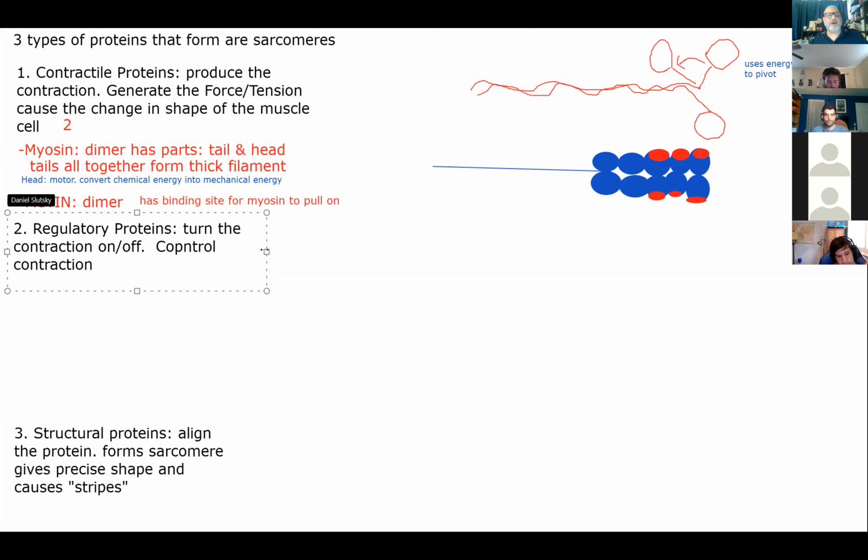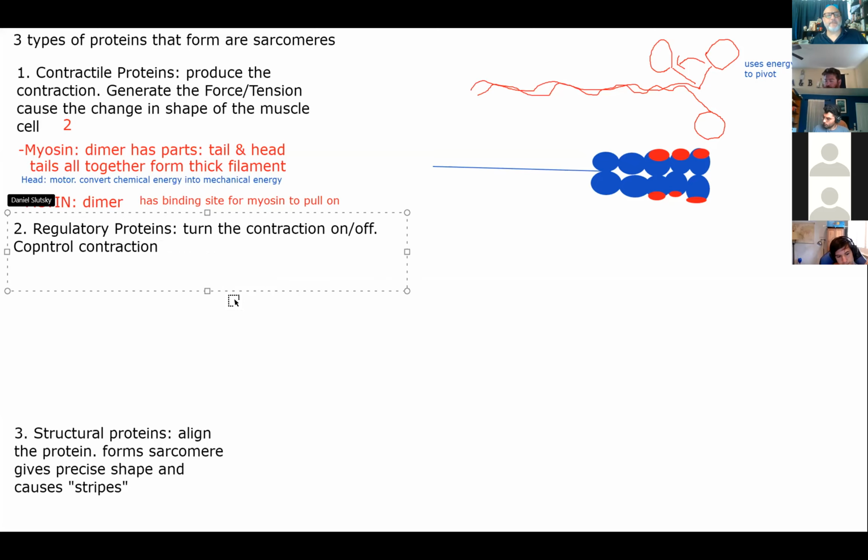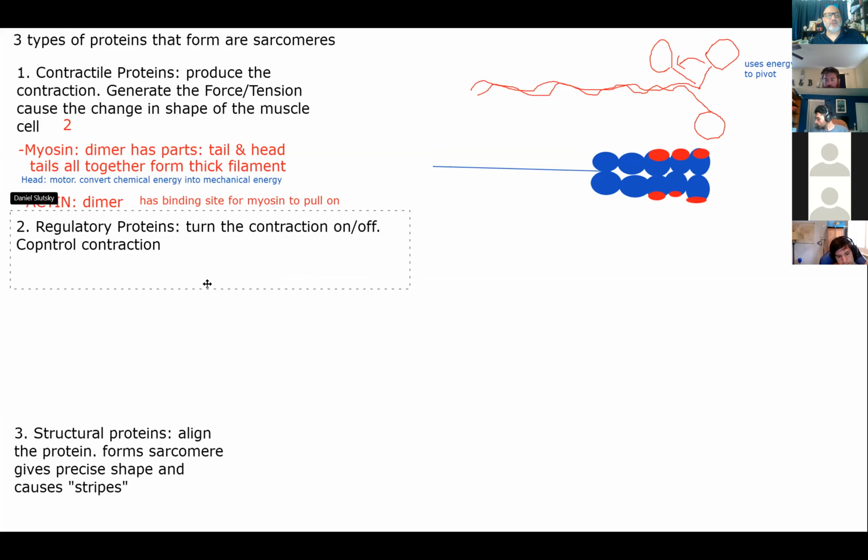Excellent. So let's talk about our regulatory proteins. Regulatory proteins are the ones that, again, turn the contraction on and off. Myosin wants to grab onto actin and pull on the actin. And as long as ATP is available, and how often is ATP available inside of a cell? All the time. As long as ATP is available, which is all the time, it wants to grab onto the actin and pull, causing that contraction. So we need a way to control when myosin is able to do that.